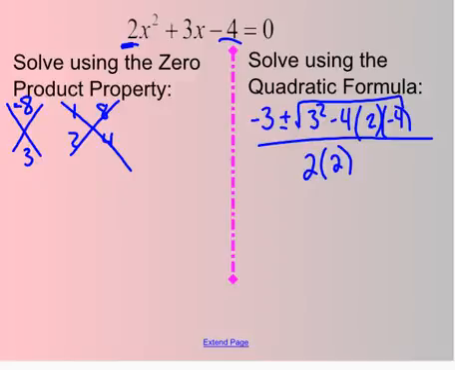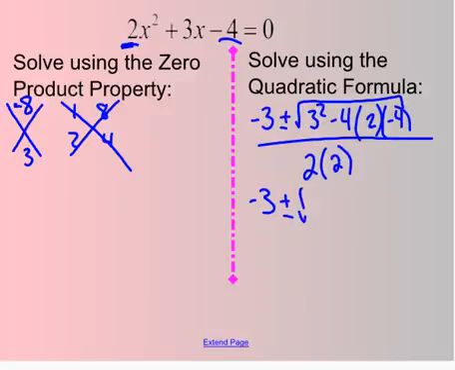So just because you can't factor it doesn't mean you don't know what's going on or you've got to get frustrated or anything like that. You need to be confident in your abilities. So right here, I'm looking at that. I can't factor it. I don't have any clue what to do there. I'm going to go to my quadratic formula.